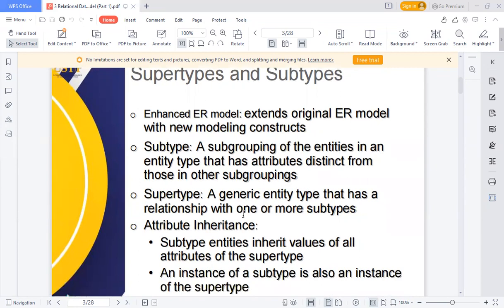Now, when it comes to attributes, there is what is called attribute inheritance. All subtype entities inherit values of all attributes of the supertypes. And an instance of a subtype is also an instance of a supertype. This means that all attributes from the supertype are inherited by the subtype. And all the instances of a subtype are also instances of a supertype.